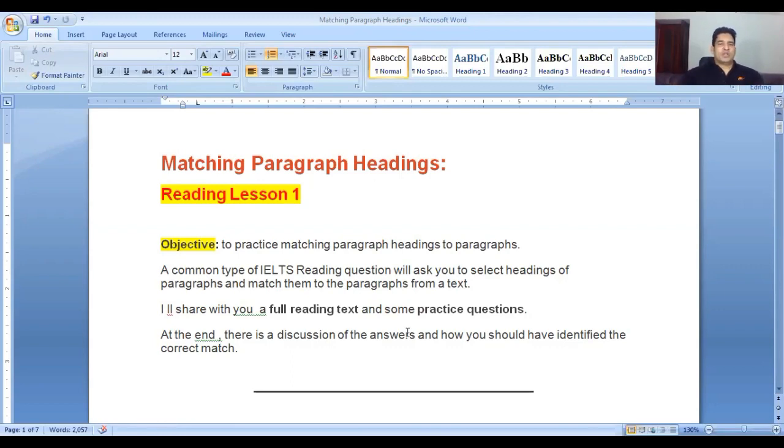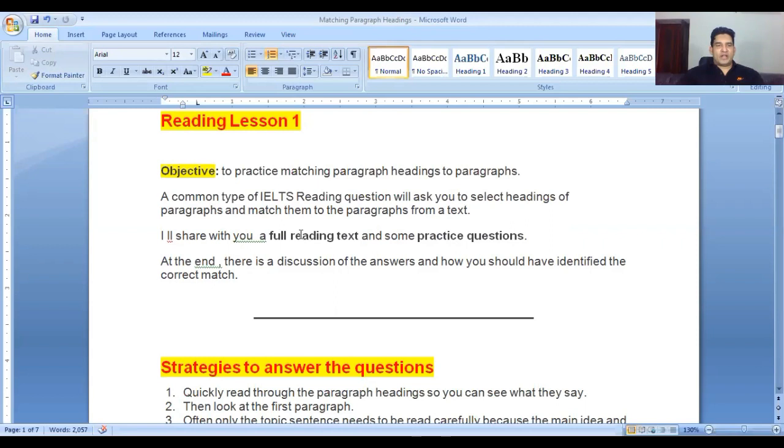First of all, let's talk about matching paragraph headings. It is actually reading lesson 1. What are the objectives? The objective is to practice matching paragraph headings to the paragraphs. A common type of IELTS reading question will ask you to select headings of the paragraph and match them to the paragraph from a text.